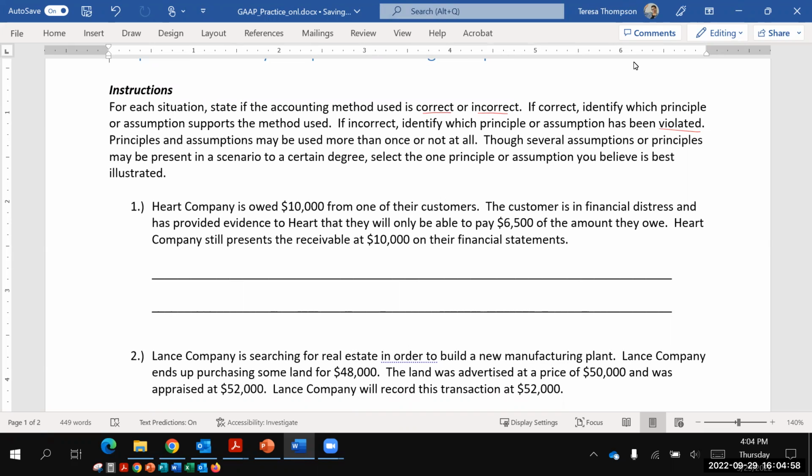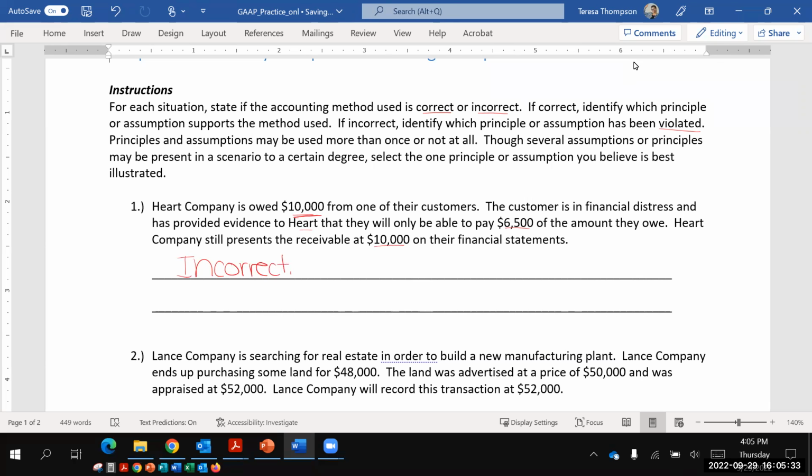All right, so here we have Heart Company. They are owed $10,000 from one of their customers. The customer is in financial distress and has provided evidence to Heart Company that it's not going to be able to pay the full amount, but only $6,500. Heart Company decides to present the receivable at the full $10,000. Now, I say you can always just trust your gut on this one. You're like, that just does not seem right. So just go ahead and say incorrect. It doesn't seem right.